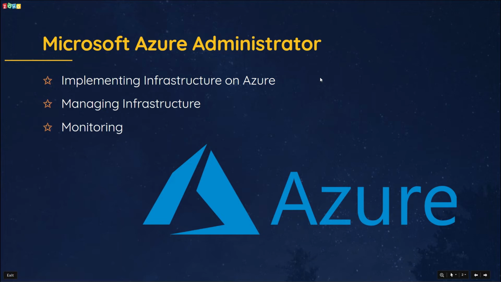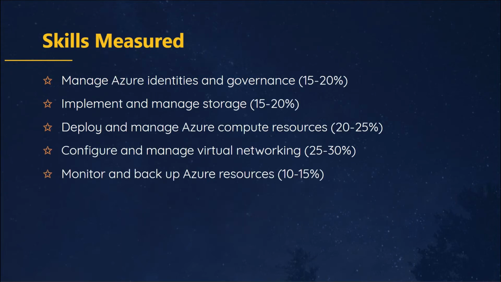For example, if there is a 90% CPU utilization on a VM, we can just configure our email and ask the Azure monitoring service to send an alert notification to our email if there is a breach, or if there is a 90 percentage of CPU utilization. Or we can also do that for memory and disk utilization, and we can do many things through that. And we will see what are the skills measured.